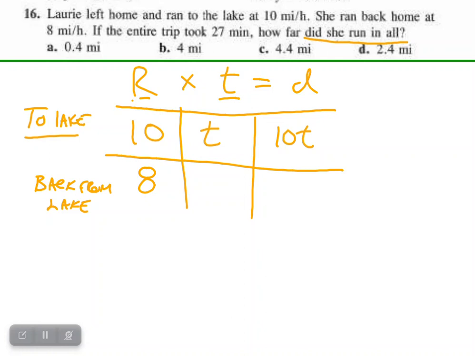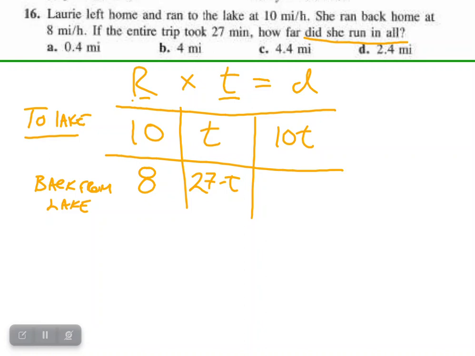So if it took t minutes to get to the lake, and it took 27 total minutes to get there and back, how long did it take to get back from the lake? 27 minus t, because it took 27 minutes minus the time it took to get to the lake, and that's going to give me my time home from the lake. So we have 27 minus t.